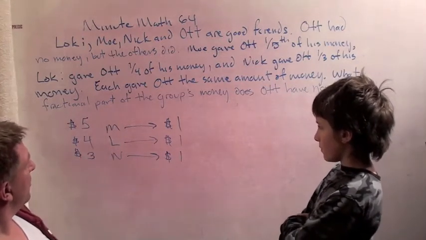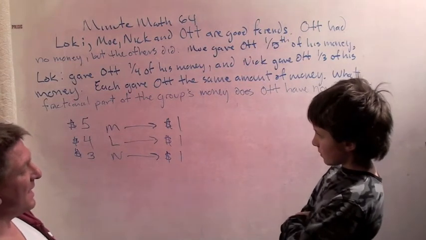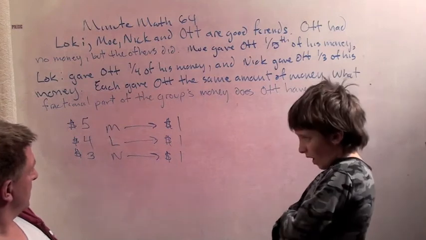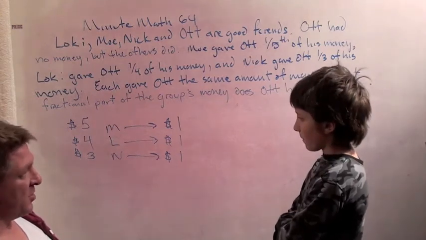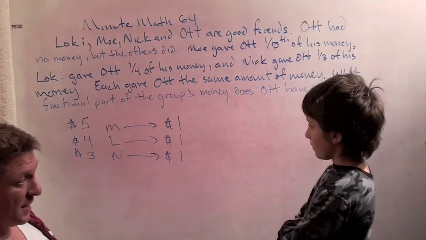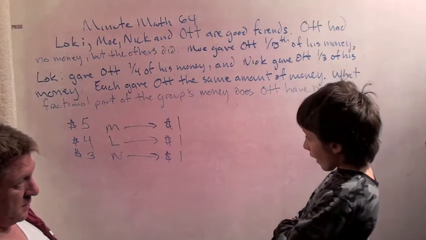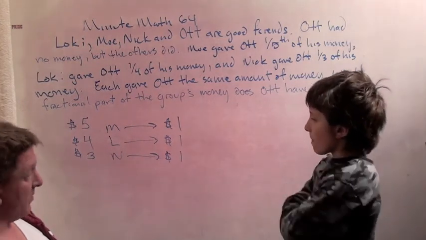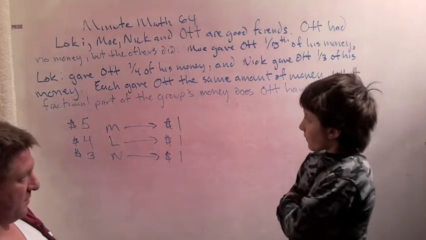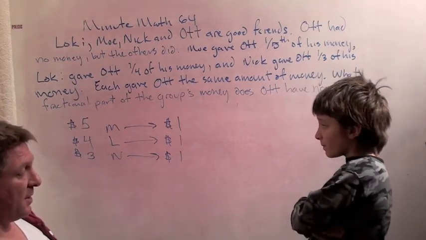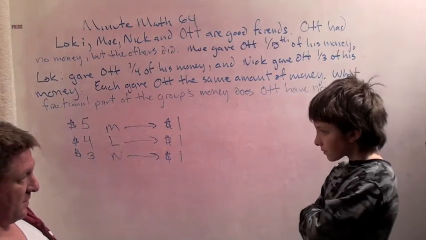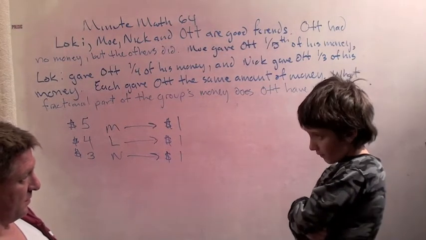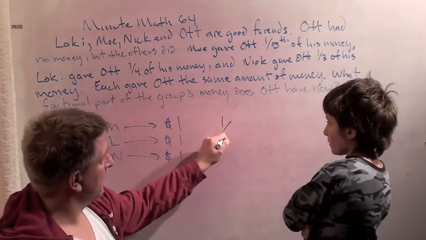So how much total money did the group have at the beginning? They had $12 at the beginning. How much money does the group have total at the end? At the end, they still have 12. How much money does Ott have? Ott has $3. So what part of the group's money does he have? He's got a quarter of the money.